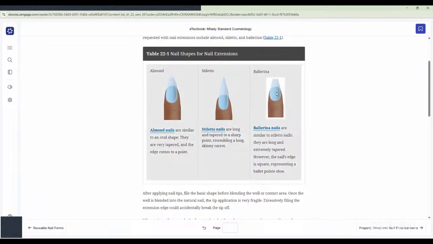A lot of times, based on the region where you are, where your book was published, and other books, they will have different names. But I want to tell you, when you get ready to go take your exam, if the question is not in the Pivot Point book, it is not on the exam. So you don't have to worry about whether you're going to see questions from different areas. The almond, stiletto, ballerina. Nail shapes for nail extensions. So if you're going to get nail extensions, these are some of the best nail shapes to get.